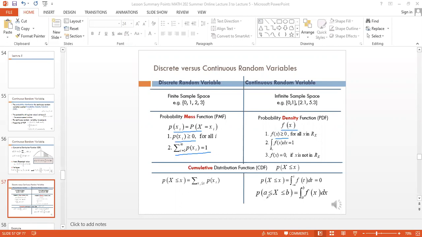Now, if it's within two limits a and b, then the cumulative density function becomes what? The integral of f of x from a to b. I'm sure you've taken note of these formulas as well.